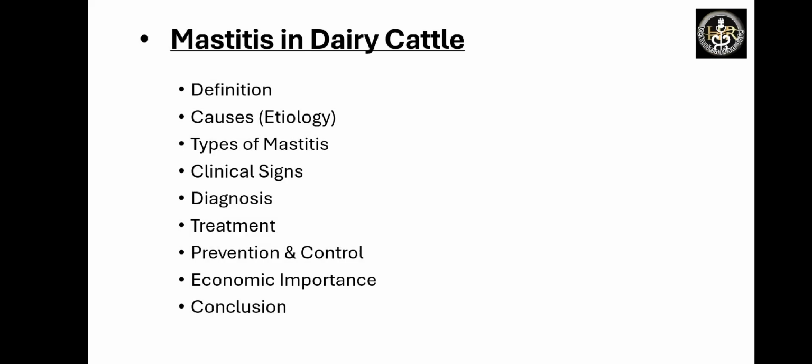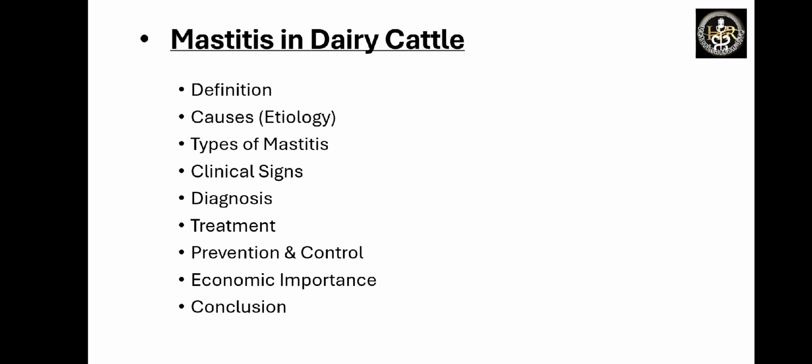In today's video, we are going to discuss one of the most common and economically important diseases of dairy cattle, mastitis. This topic is very important for veterinary students as well as for field practice. Mastitis is a very frequently encountered disease in dairy animals, especially cows and buffaloes. It mainly affects the udder and directly reduces milk production and milk quality.